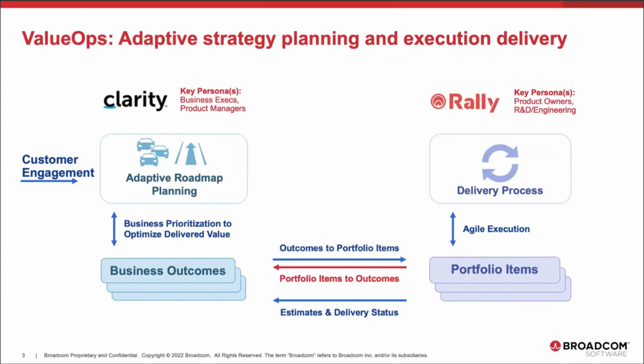Then with both initial estimates as well as delivery status, Rally can send that information back to Clarity for review or monitoring. The integration allows you to tie business decisions and their prioritization with delivery or execution information.